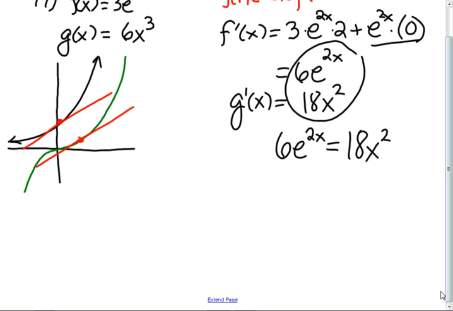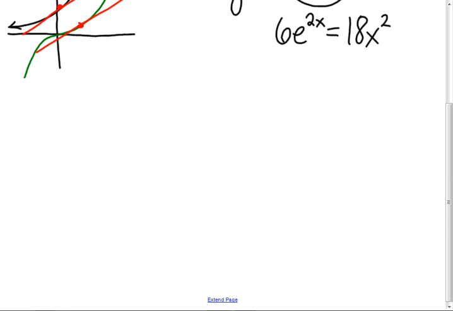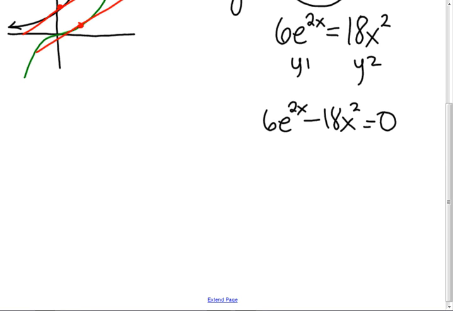I don't even think I want to do it with a series. So I would put it in my calculator, and you could put this in for y1, this in for y2, and find where they intersect. Here's the problem with that. You have to know how tall the window is. What if I subtract these? What if I write 6e to the 2x minus 18x squared? What would I get? 0. And then all I have to do is figure out the x's.